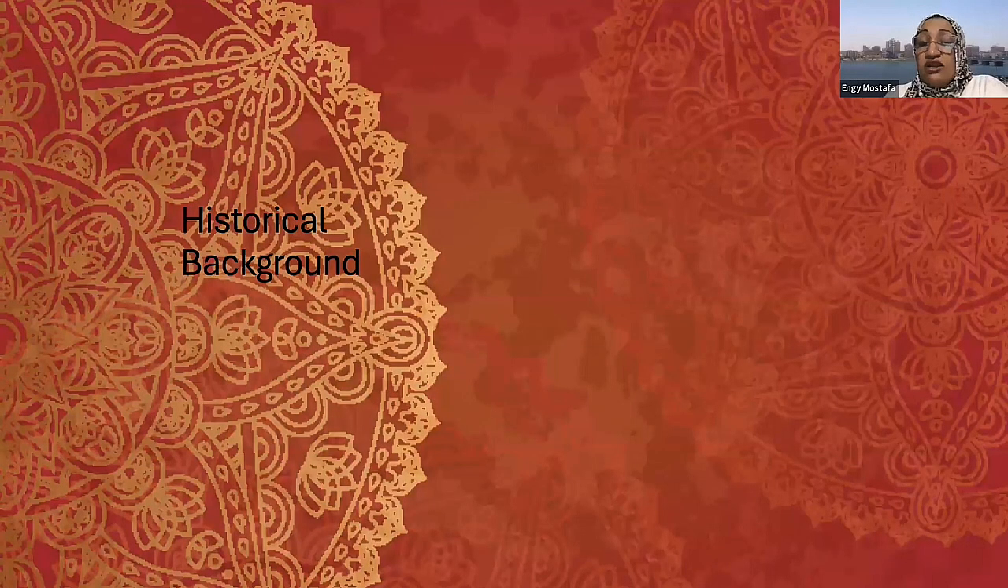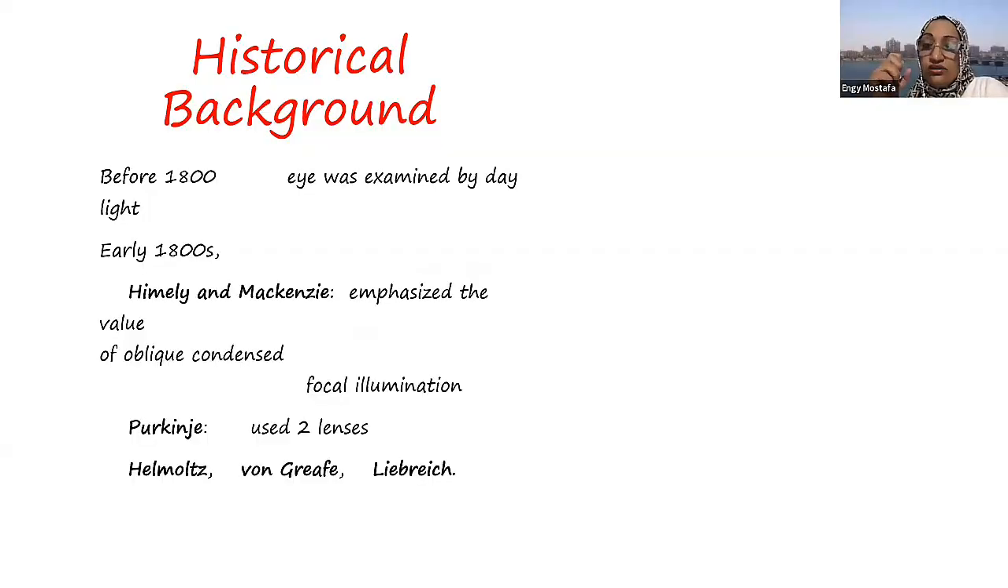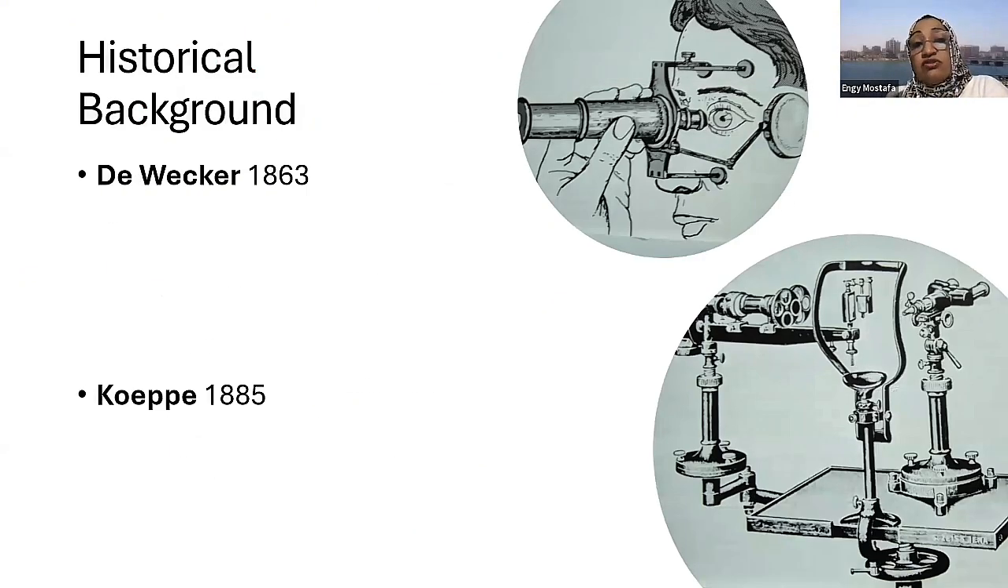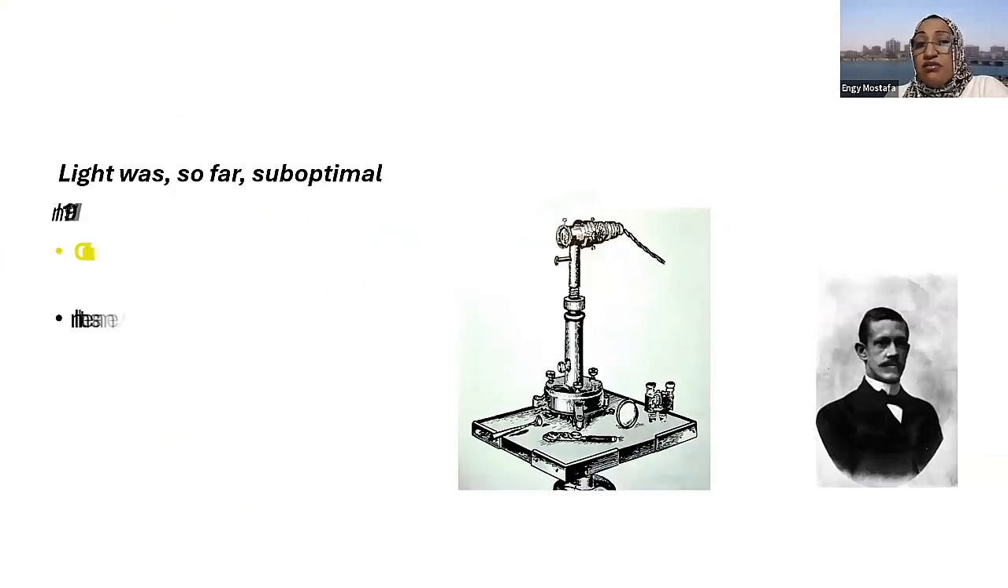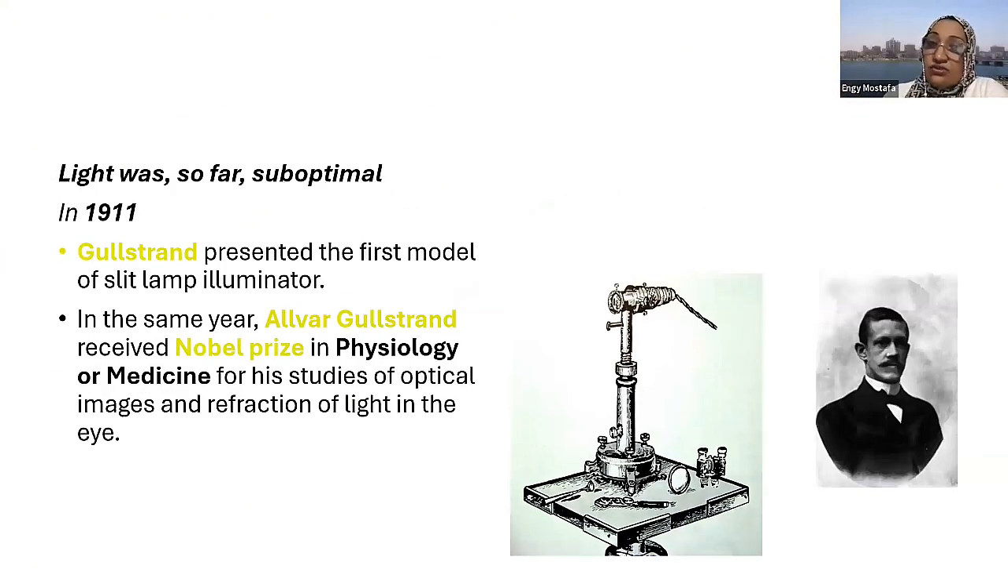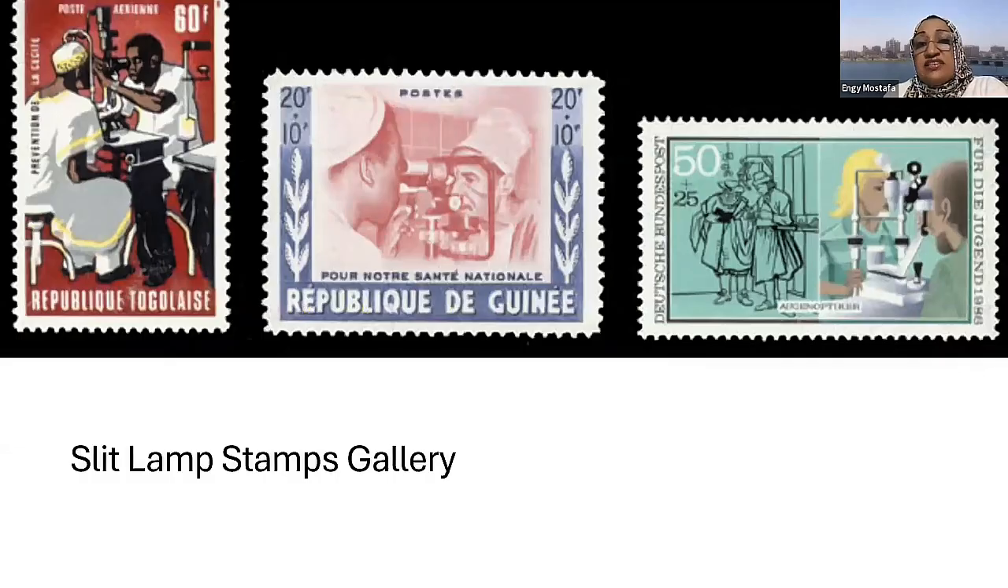Of course, it's so old. In the old times, it was only uniocular. The binocularity gave it the edge of a three-dimensional image, which is a very great image. It goes back to the 1800s, and it went through many steps until illumination was added to it. Gullstrand won the Nobel Prize in Physiology and Medicine for his studies in optical images, and everyone celebrated the advent of the slit lamp.